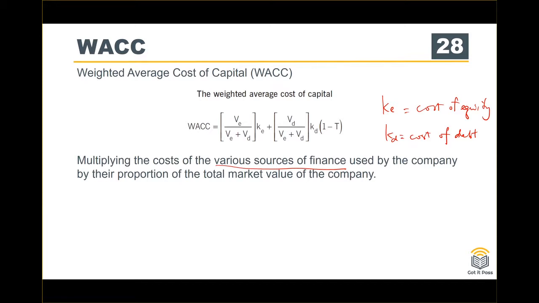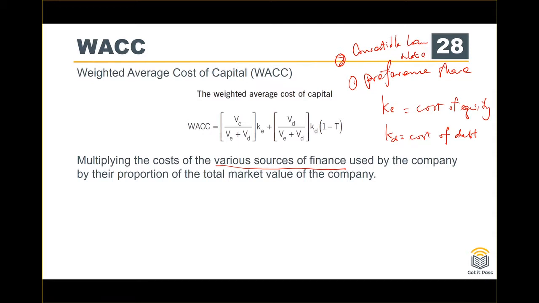Different sources of finance. For example, if you have the preference share, and also the second one is convertible loan notes. Okay, then you have to add them back into your WACC calculation. Because here is the various sources of finance, so don't ignore them.